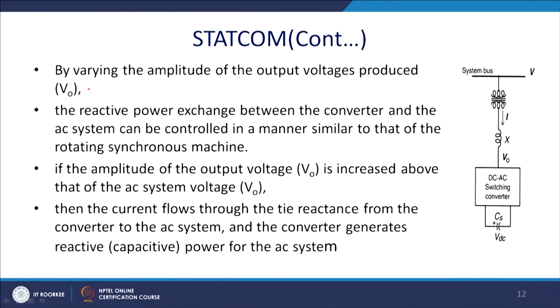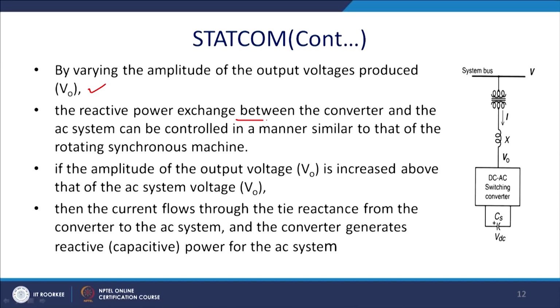Now, by varying the amplitude of the output voltage produced, that is V0, and please remember that it is a PWM converter. So, you are switching, and it may be a multi-level inverter in most cases. The reactive power exchange between the converter and the system can be controlled in a manner similar to the rotary synchronous machine. If the amplitude of the output voltage V0 is increased above the system AC voltage, essentially it will act as a synchronous condenser. Then the current flows through the tie reactance from the converter to the AC system, and the converter generates the reactive or capacitive power to the AC system.